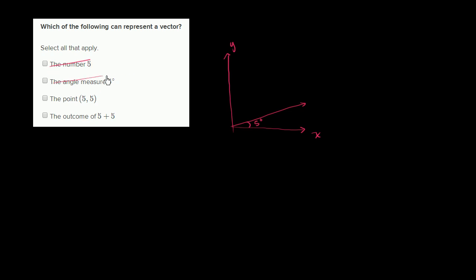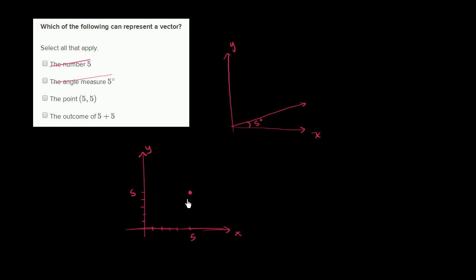So let's just cross these out. The point 5, comma 5. Now this is interesting. If we say that the point is the endpoint of a vector that starts at the origin, so let's draw that out. If that's the positive x-axis, positive y-axis, and this is 1, 2, 3, 4, 5 in the horizontal direction, 1, 2, 3, 4, 5 in the positive vertical direction, then the point 5, comma 5 is going to be right over there.